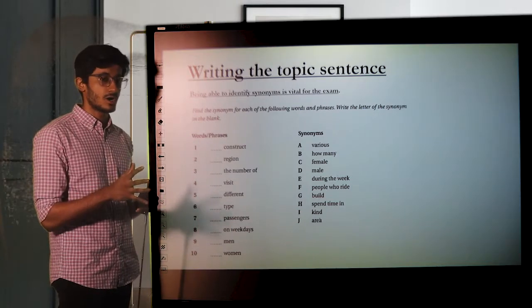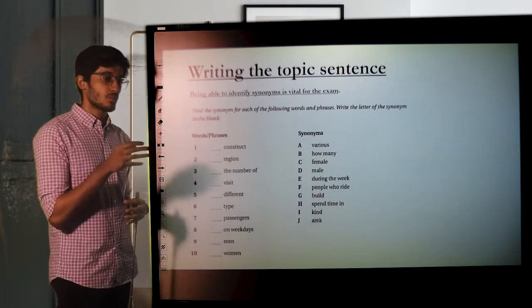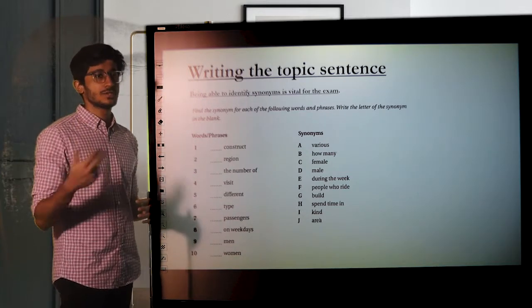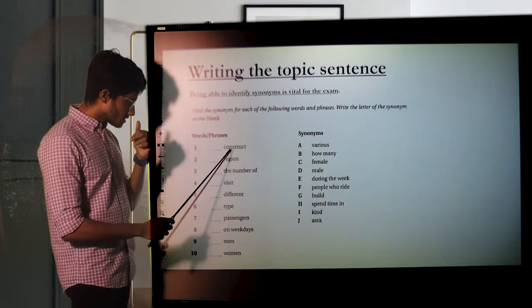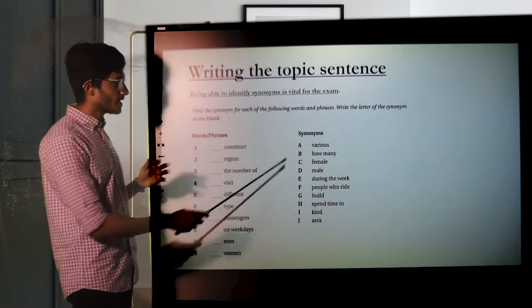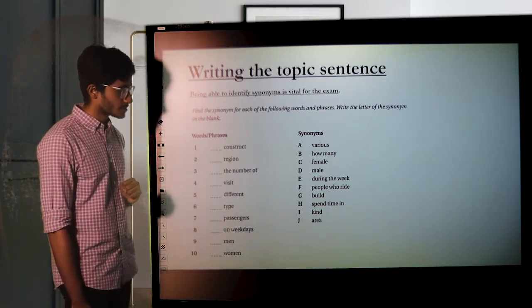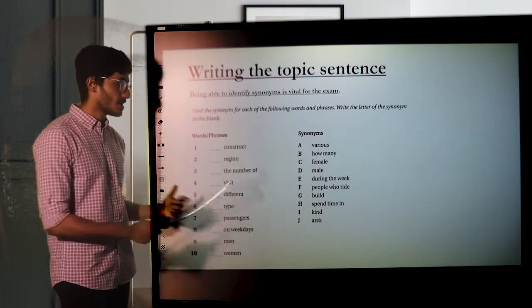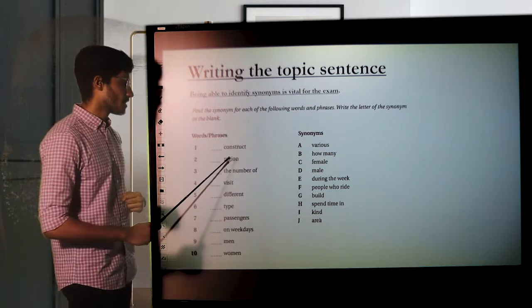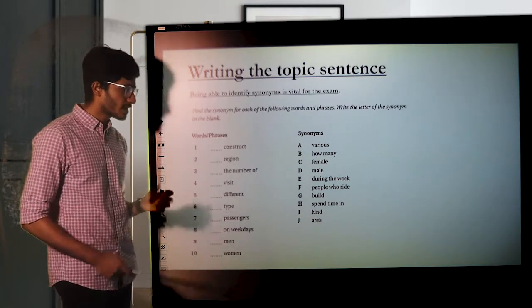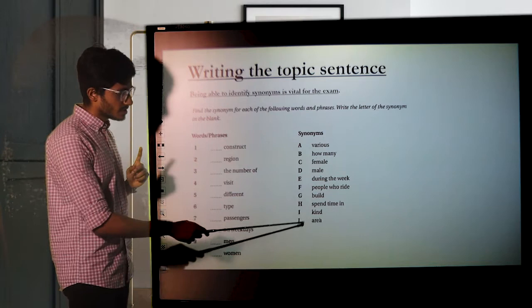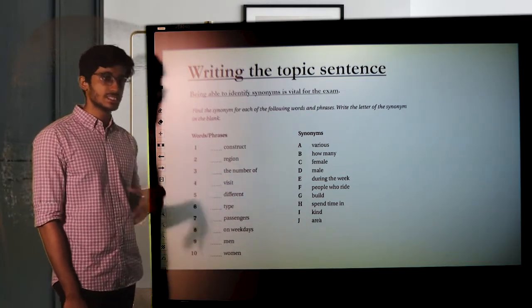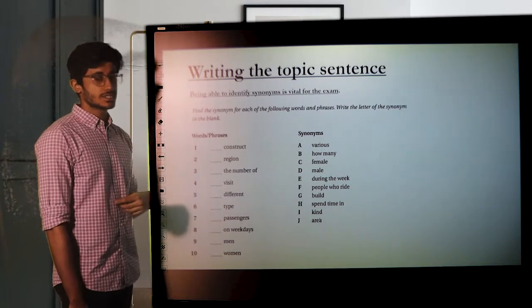So once you are in the exam scenario, once you read a word and you're trying to find a different word for that, it's going to come to you instantly. So here we have construct. So what can be a proper synonym for construct? It's build, because construct means to make something, build means to make something. Region, so what can be a good synonym for region? Area, because region means a particular area or a particular territory. So area is a good synonym.